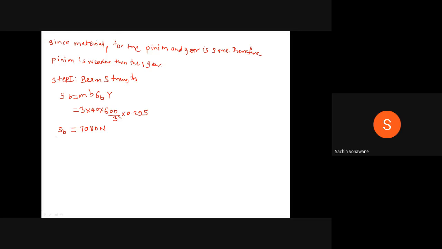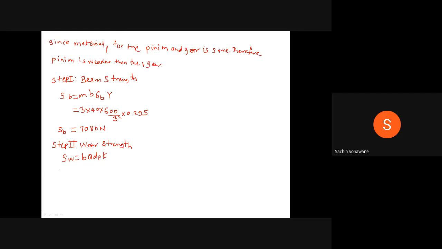Step 2, wear strength. Wear strength. Therefore, write down first of all its equation. SW is equal to B Q dp K. Now we have to find out the values of Q, dp and K.